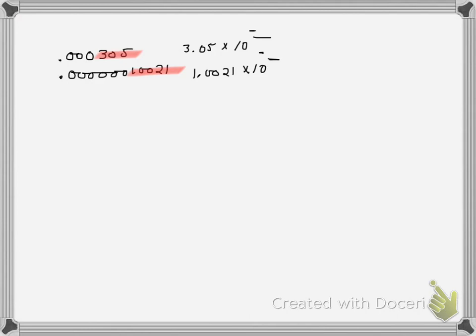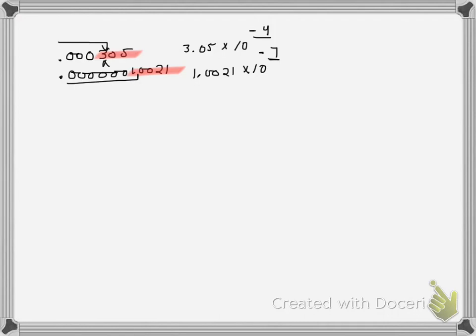So now, all I have to do is figure out where I have moved the decimal point. I've moved it from here to right after the 3. I've moved it over 4 places, so that would be to the negative 4. Here, I've moved it to after the 1. I've moved it over 6, 7 places, so that would be to the negative 7th.